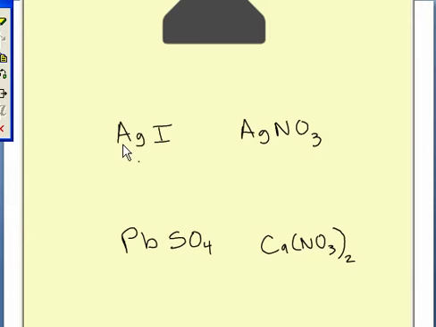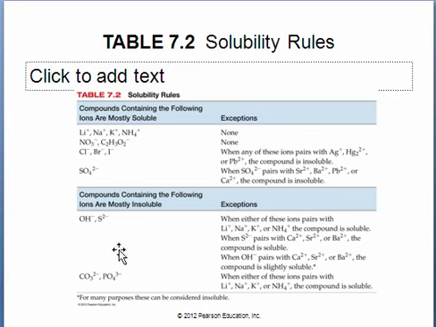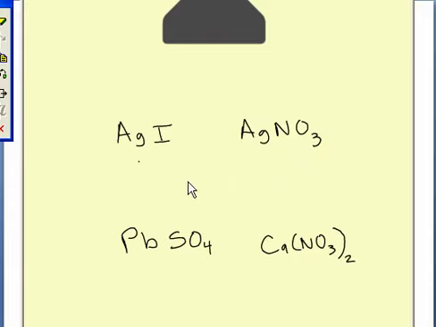So let's look at our first example here, silver iodide. If we look at our solubility chart, silver is nowhere to be seen, but we do have iodide, and iodide is soluble, it's in the top part, unless it's with silver, mercury, or lead. So since this is one of the exceptions, our silver iodide is not dissolvable, so we put an S here, which means it's a solid. It does not dissolve.